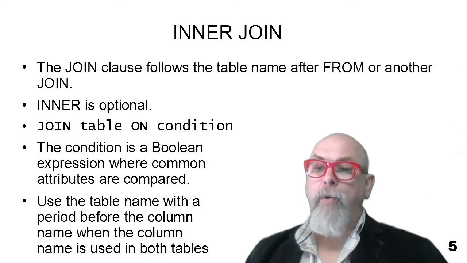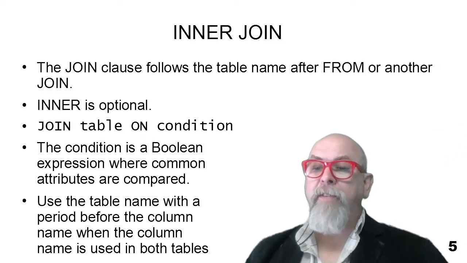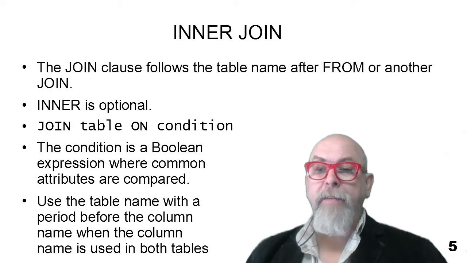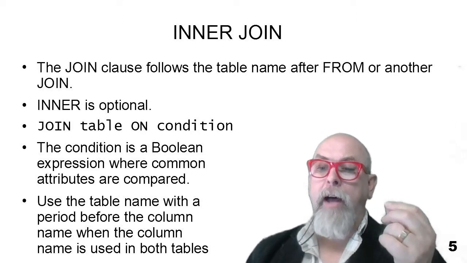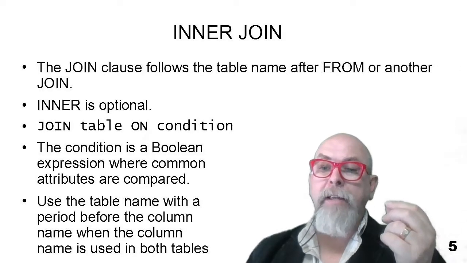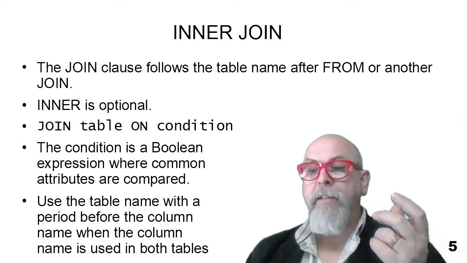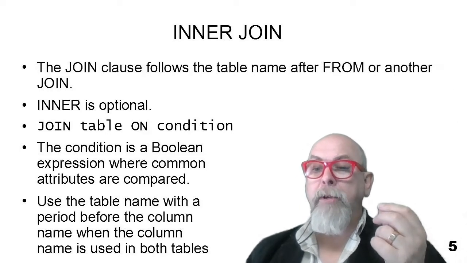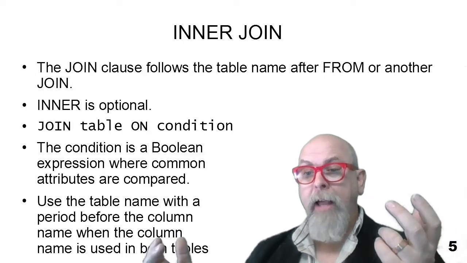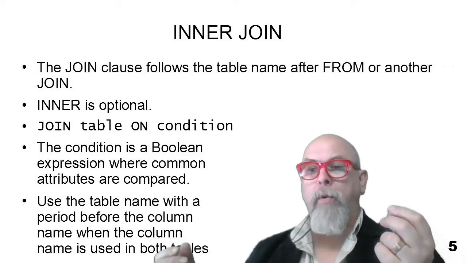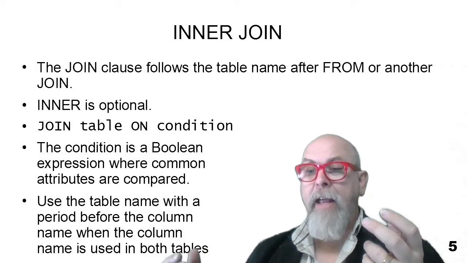In our joined select statement, we will often find it necessary, and in many of the examples you'll see it, to put the table name before the column name with a period. So it would be table name, period, column name. The reason we do that is that if you have an attribute called date in both tables that you're joining, which date do you want? Or maybe you've got other attributes that have the same name.